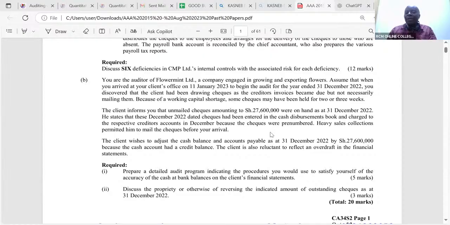Heavy sales collections permitted him to mail the checks before your arrival. There was a heavy sales collection, perhaps in 1 week. Once he saw that the money was now enough, he was able to mail these checks to the owners before you arrive. The client then wishes to adjust the cash balance and accounts payable as at 31st December 2022 by 27,600,000 because the cash account had a credit balance. The client is also reluctant to reflect an overdraft in the financial statements.